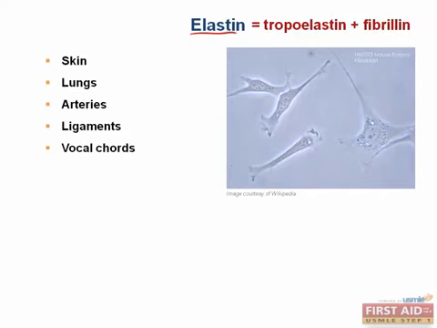Well, tropoelastin is secreted by fibroblasts and then cross-linked to other tropoelastin molecules along a scaffolding of fibrillin. It's the cross-linking of tropoelastin molecules that gives elastin its elastic properties. So what happens if you have a defective fibrillin gene? This is actually the cause of Marfan syndrome, which affects about 1 in 5,000 people.